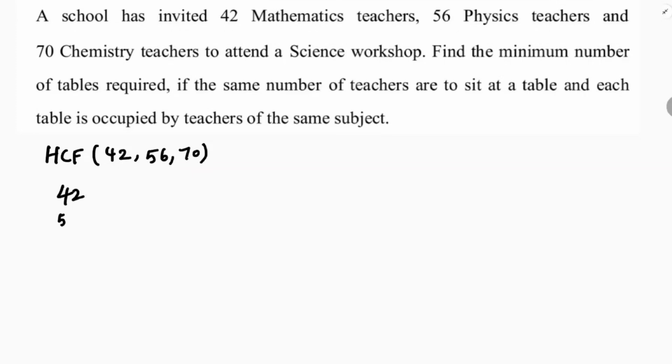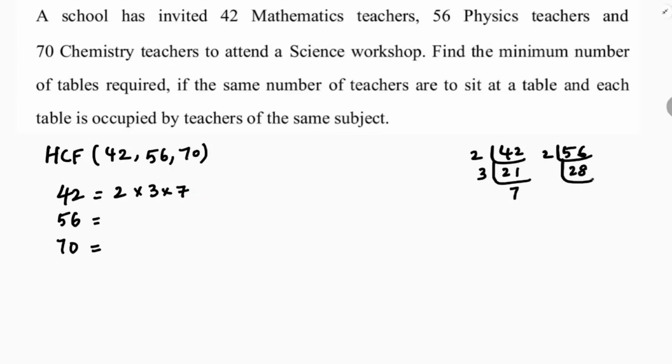So 42, 56, 70. See, 42 prime factors: 2 times 21, 3 times 7. So 2 into 3 into 7. Then 56: 2 times 28, 2 times 14, 2 times 7. So which is 2 cube into 7. And 70: 2 times 35, 5 times 7. So that is 2 into 5 into 7.